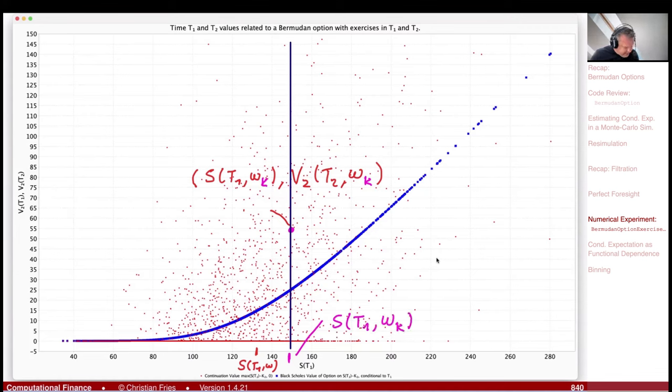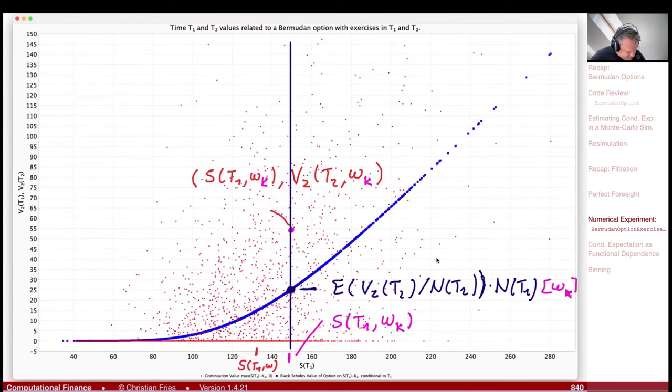Okay, only one sample path is starting there. But the true analytic conditional expectation is this value here. So this vertical value is now my conditional expectation, V2 T2, divided by the numerator at payment time, multiplied with the numerator at evaluation time. So this object observed on sample path omega k. Note, this here is the conditional expectation, right?